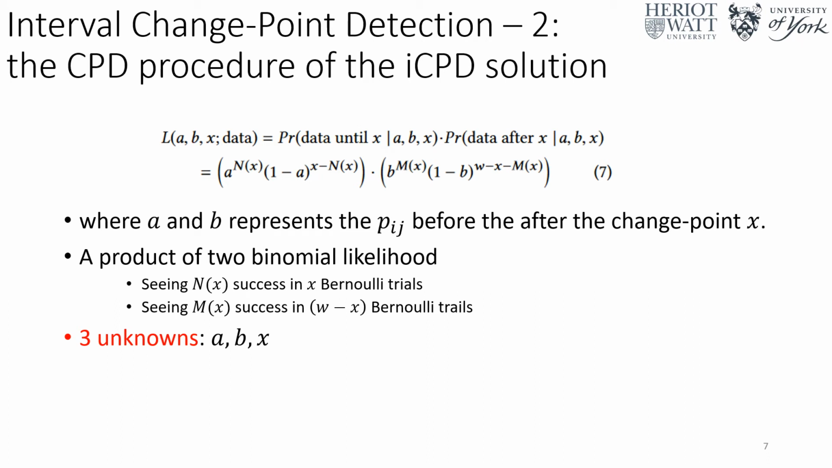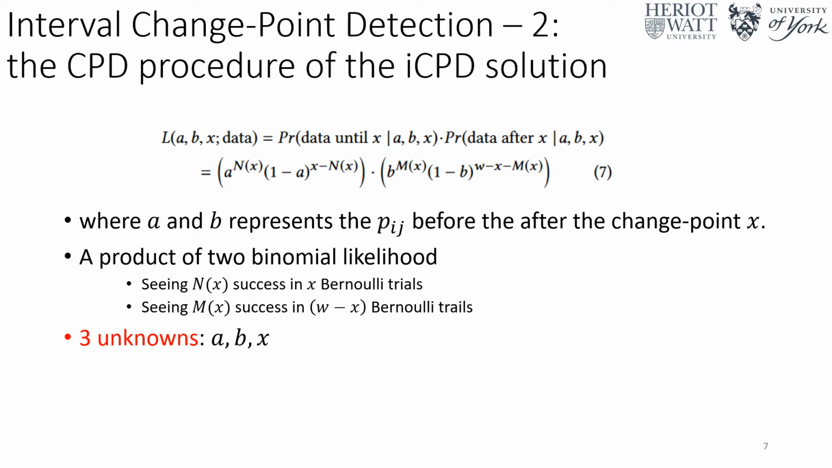For the change point detection procedure in our iCPD approach, first we can write down the likelihood function as this equation 7, where a and b are variables representing the transition probability before and after the change point x.